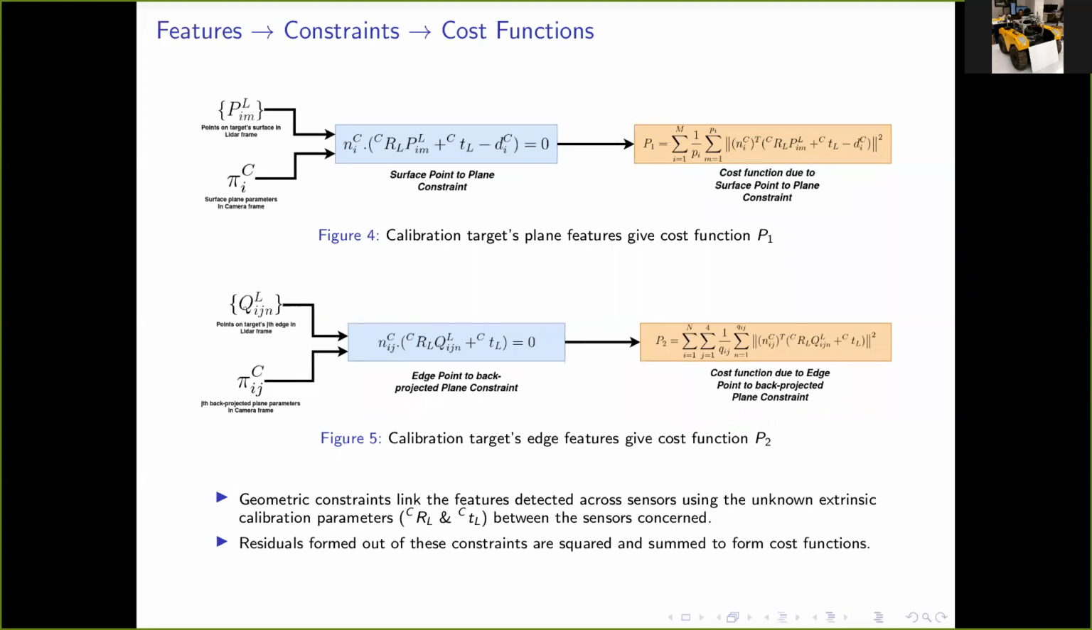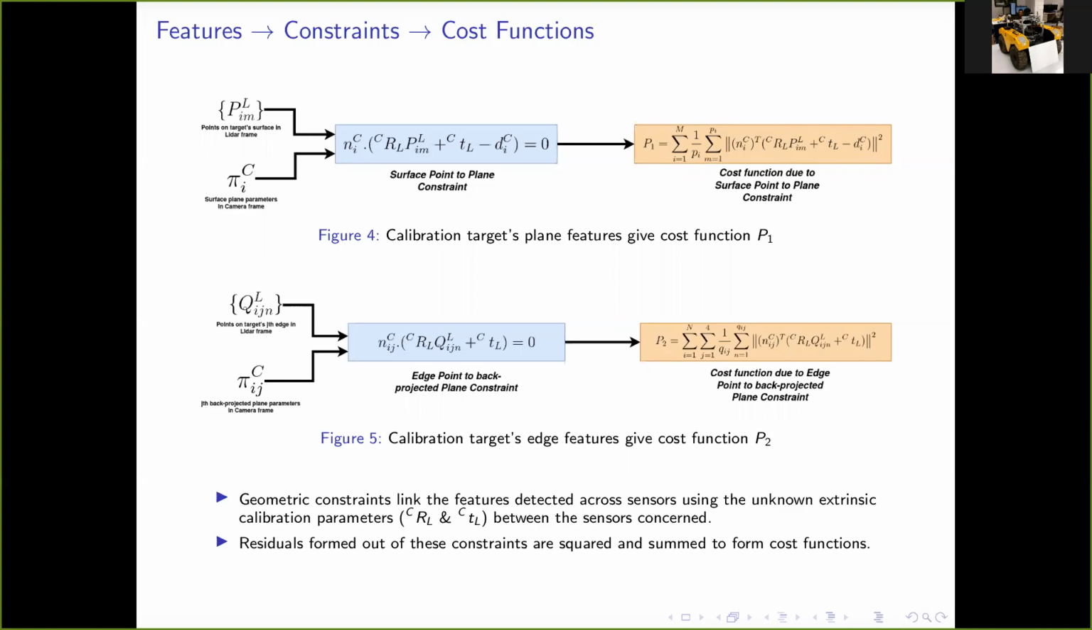As shown in figure 4, the planar points detected in LiDAR and the corresponding plane pi ci in camera form the surface point to plane constraint. A constraint in the language of optimization can also be called a residual. When the residual for all the points and plane pairs are squared and added over all the observations, we obtain the cost function P1.